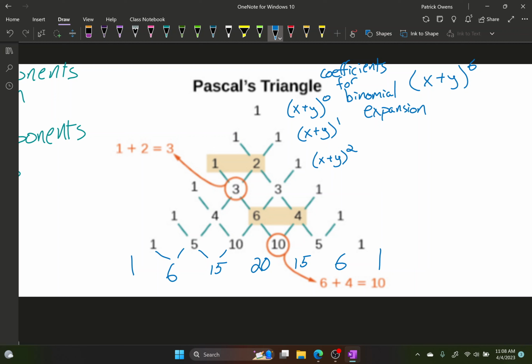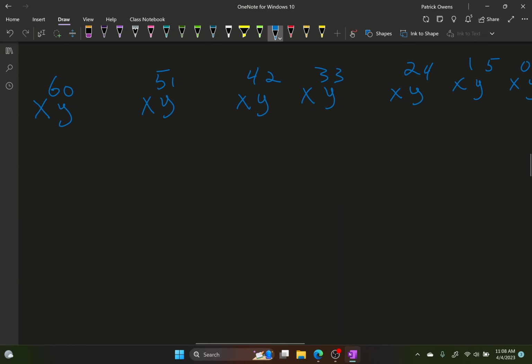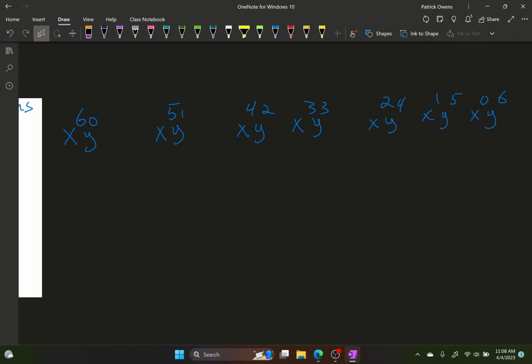And then this would be x plus y cubed, to the 4th, to the 5th, to the 6th. So our 7th row, 1, 2, 3, 4, 5, 6, 7, which has 7 terms, is going to give us our coefficients for the binomial expansion of x plus y to the 6th. So all we need to do is take these coefficients and write them in what we have done over here with our variables.